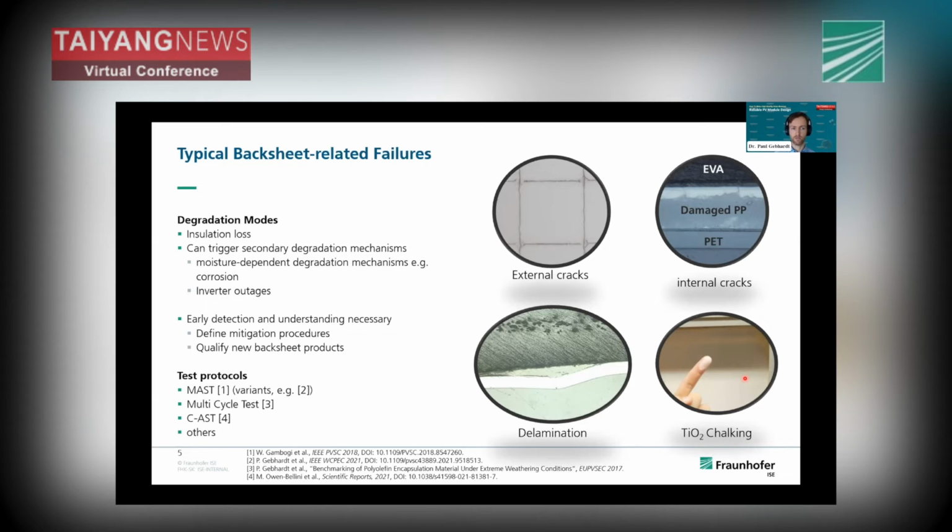So there are several test protocols. We just heard some approaches from PV Evolution Labs, and there's also the famous MAST cycle from DuPont. There are some variants, for example, one variant that we developed with them to shorten the test procedure a bit. Then there's our own multi-cycle test that features a combination of UV and damp heat conditions simultaneously. Then there are other tests like CAST, for example, from NREL, which works well on small-size modules, and some others. I don't want to go into detail about this, but there are, of course, test procedures.